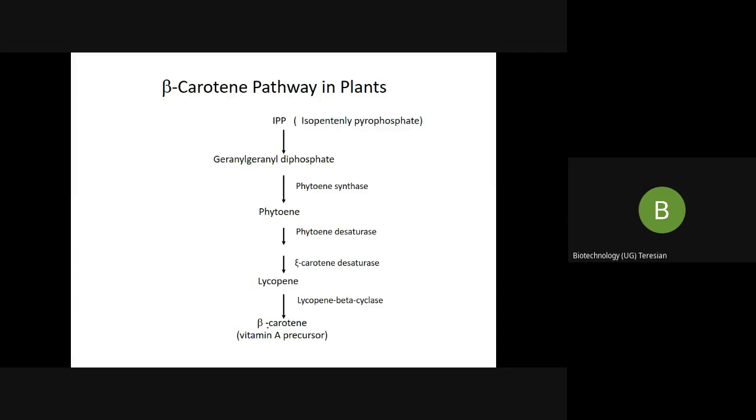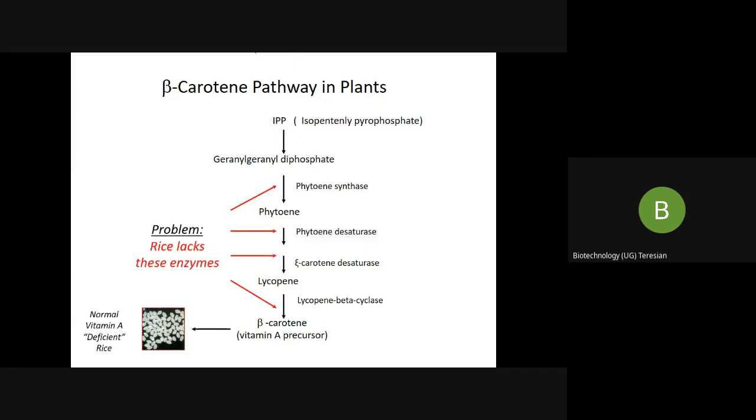For example, salt. In salt, they have added iodine so that we do not end up with goiter disease. Similarly, the scientists thought, why not add beta carotene into the rice? Look at this. How beta carotene is produced is through these pathways. From isopentenyl pyrophosphate through all these intermediates, I get beta carotene.